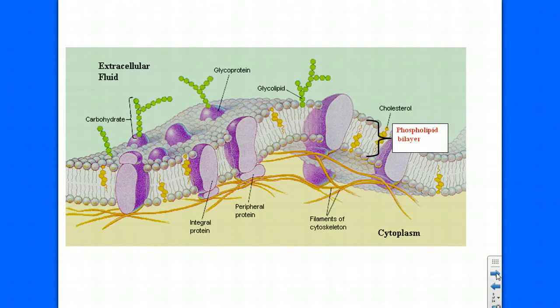One of the things that I would recommend doing is finding a picture that you could use in your notes, or sketching this in your notes, and labeling the phospholipid bilayer and some proteins so you understand what the composition is.